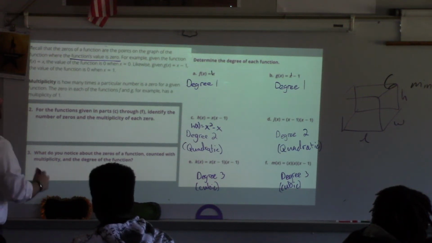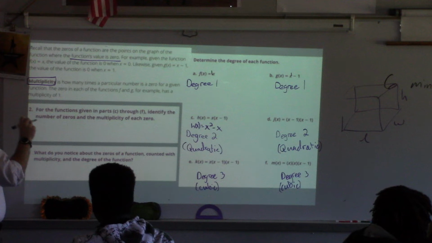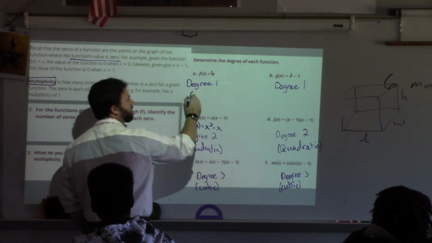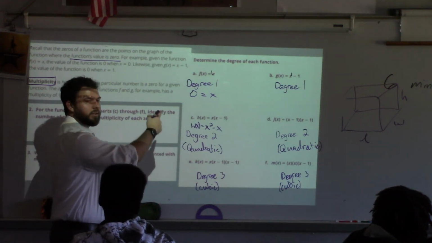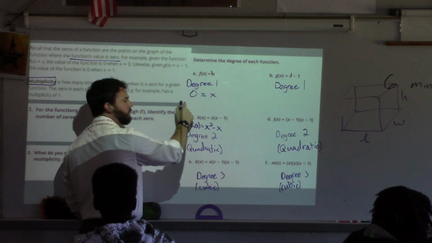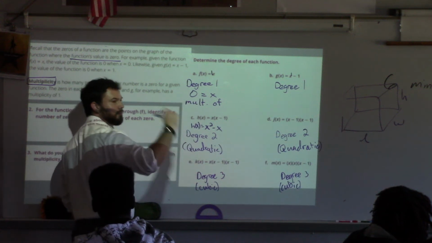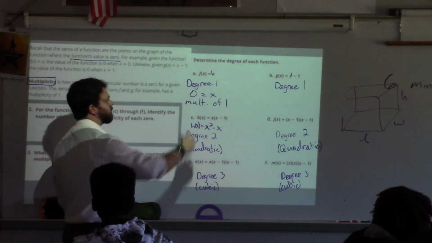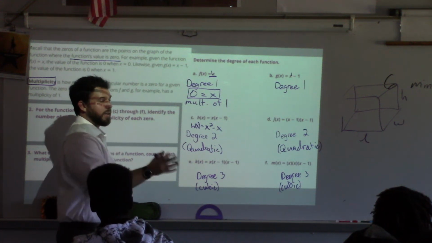So here is something I want you to notice, and we talked briefly about this before, is the term multiplicity. It is how many times a particular number is a 0 for a given function. So what is the 0 here for A? So 0 is equal to x. X equals 0. What's the multiplicity? How many times did that 0 show up? Does that make sense? It's that 1, 0 of x equals 0.